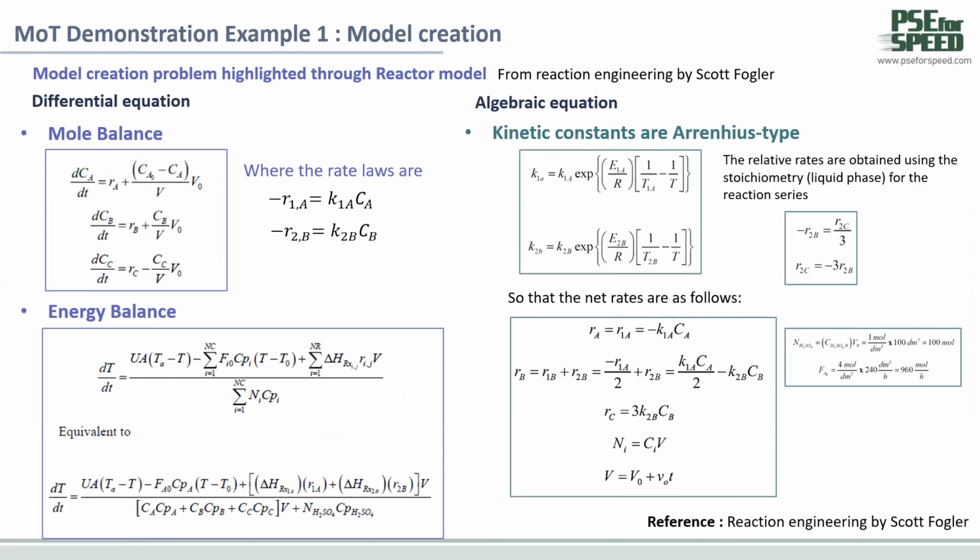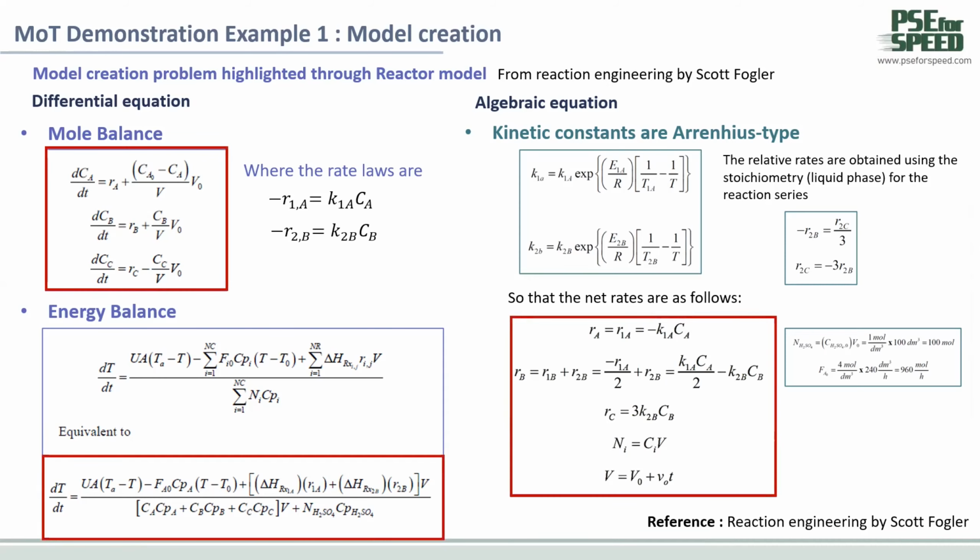In the reactor model, there are 2 parts of the equations: differential equations and algebraic equations. For the differential equations, mole balance and energy balance are presented. And for the algebraic equations, the kinetic constant in Arrhenius type and the rate of reaction were included. So, summarizing, the process model is given by 4 ordinary differential equations and 5 algebraic equations as shown in the last box here.